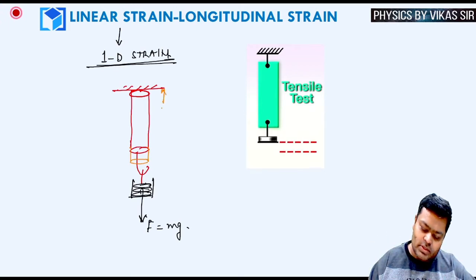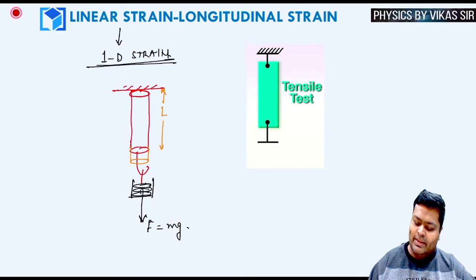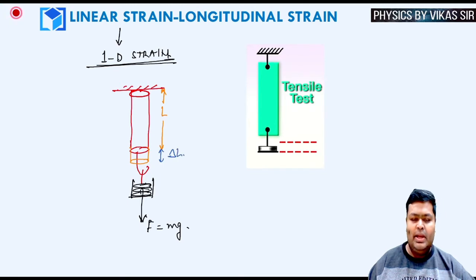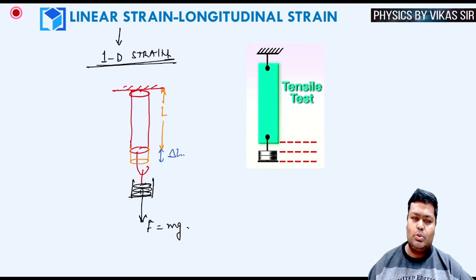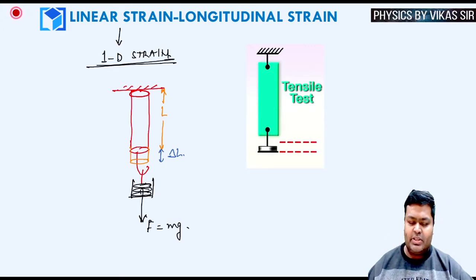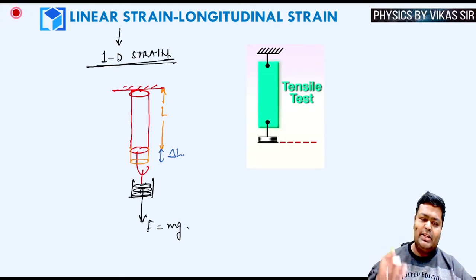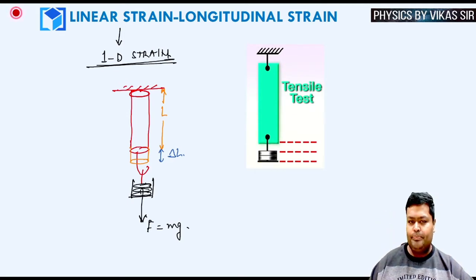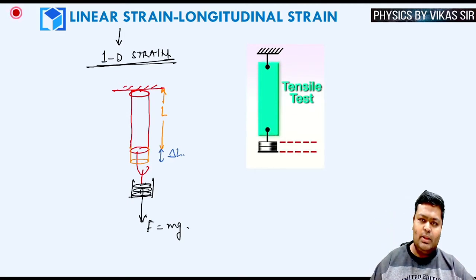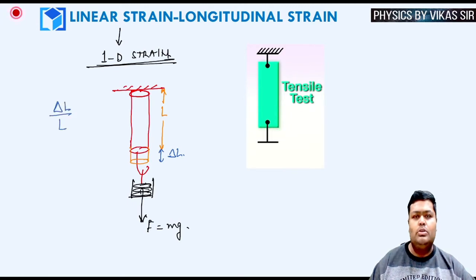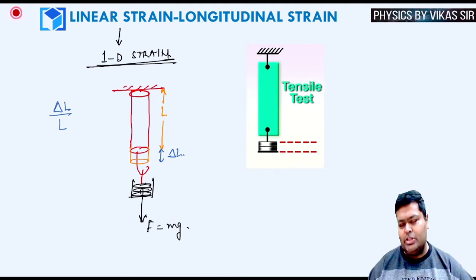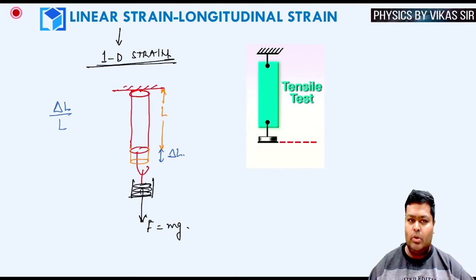So if L was the original length of the material, now there is an extension produced in this which is delta L, and while checking that extension, you can have a scale placed next to it to measure it. That extension is in the direction of the load which is applied. When I'm writing the longitudinal strain, it is the change in length upon the original length. So it is talking about a change in the dimension of the object and not a change in the shape of the object. And this is clearly a 1D strain.